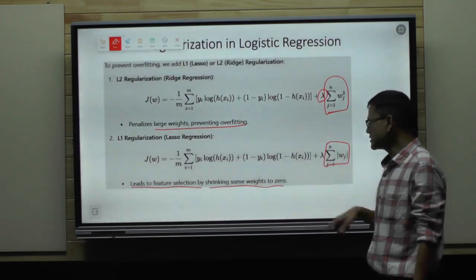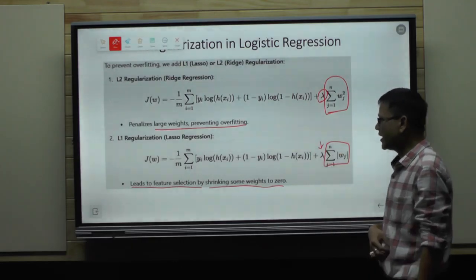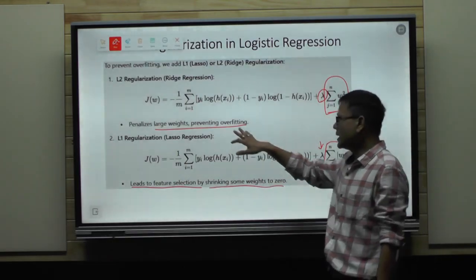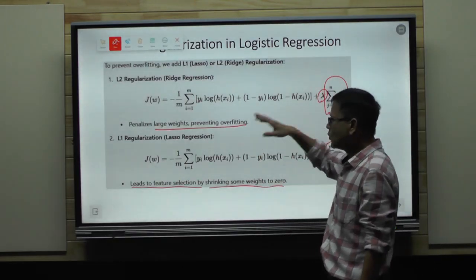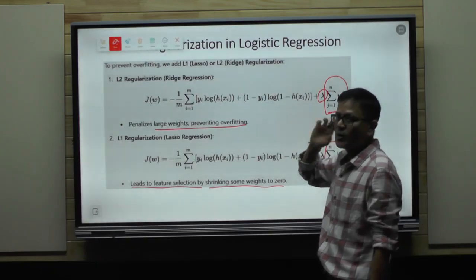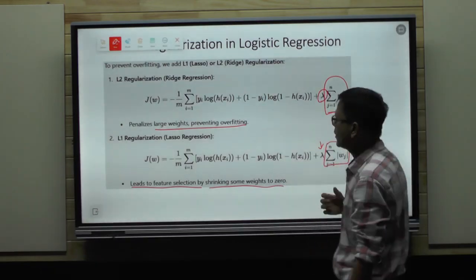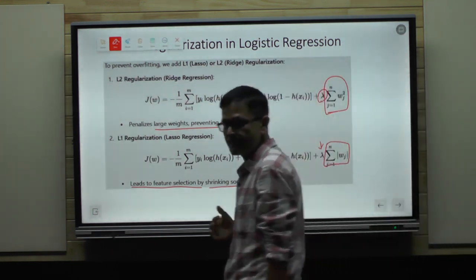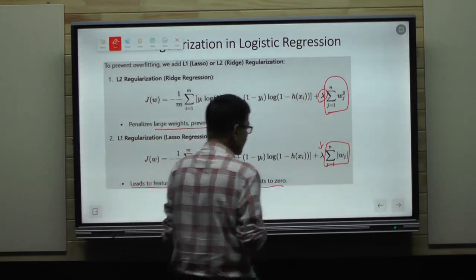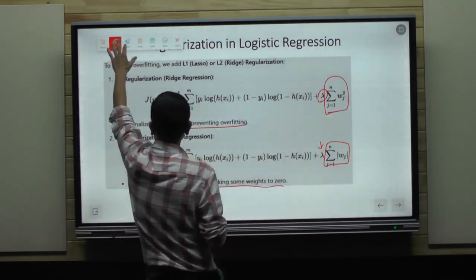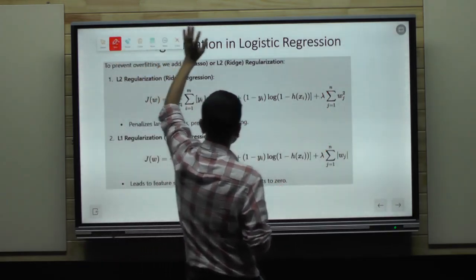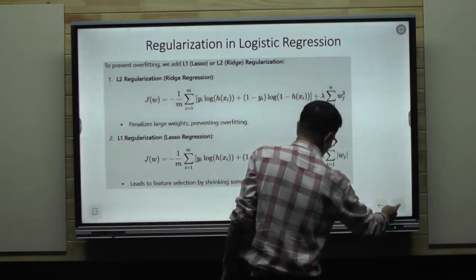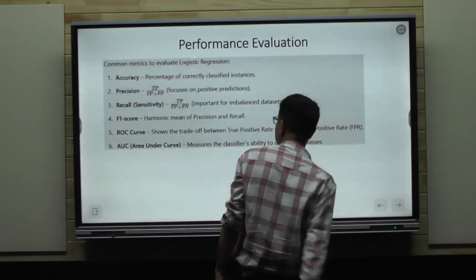This lambda will be calculated in such a way that certain weights are shrunk to 0, and over here in L2 you prevent the large weights from becoming overfit. Okay, so this is how you reduce the overfitting. Clear? So that is the extension that can be used in logistic regression to prevent overfitting.